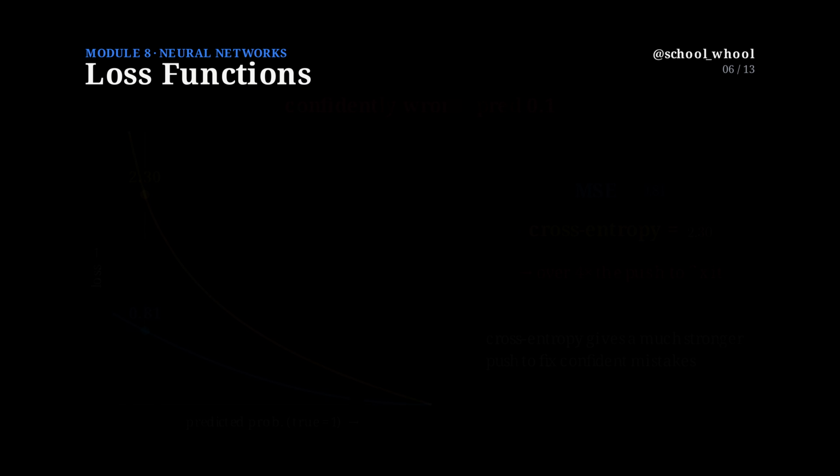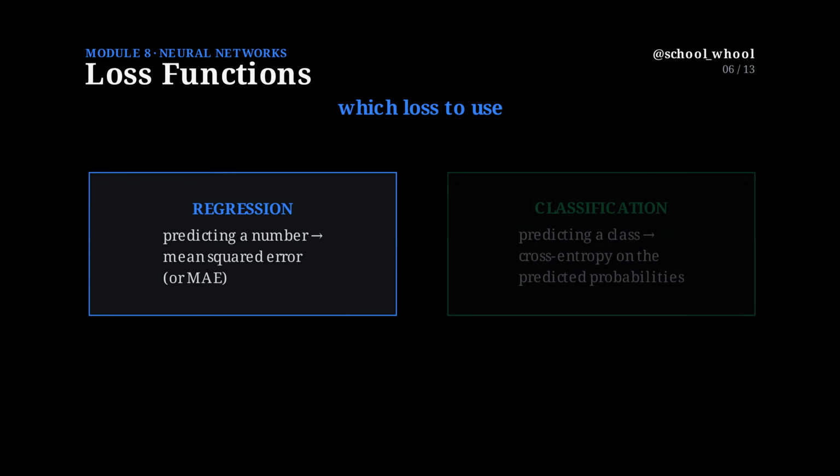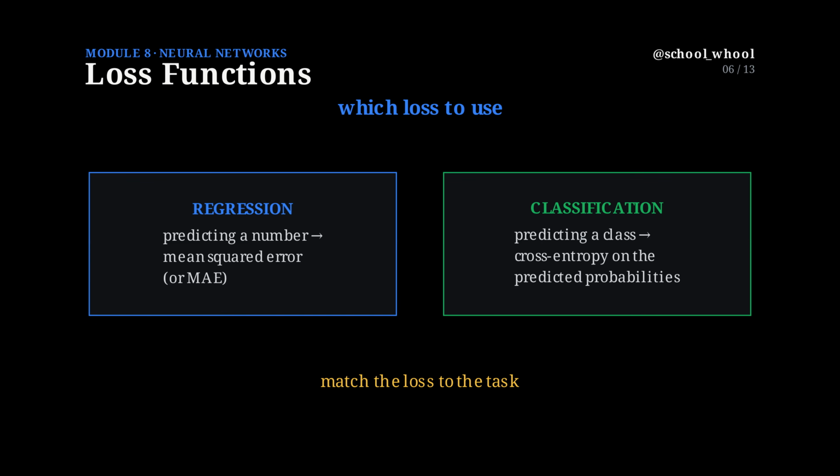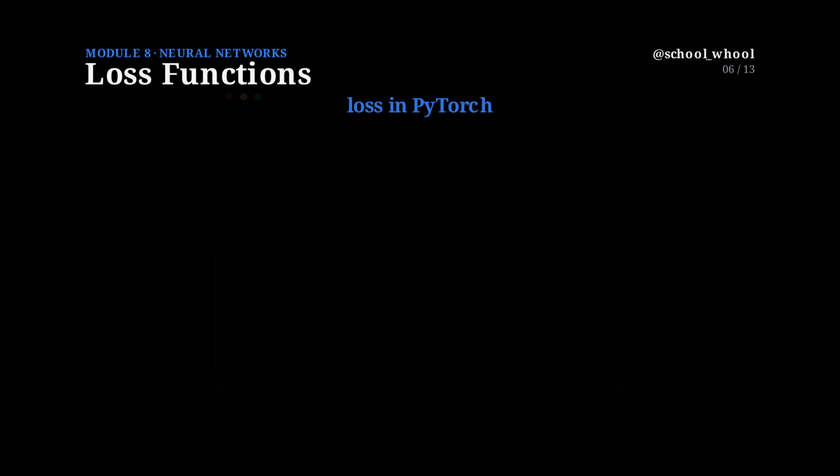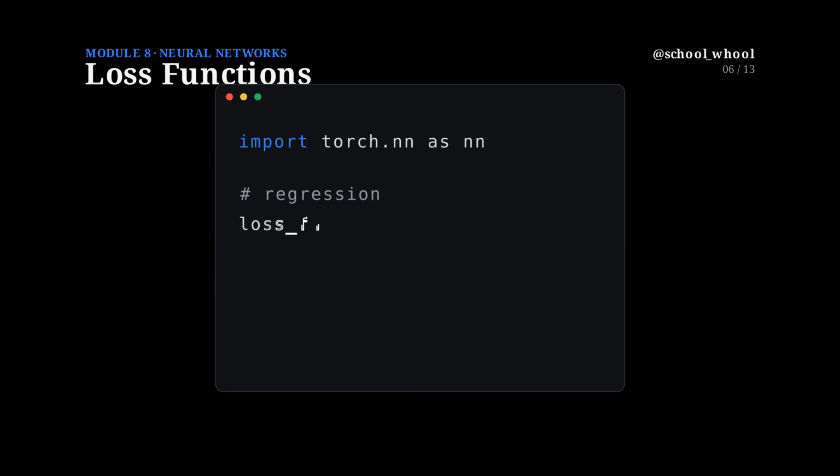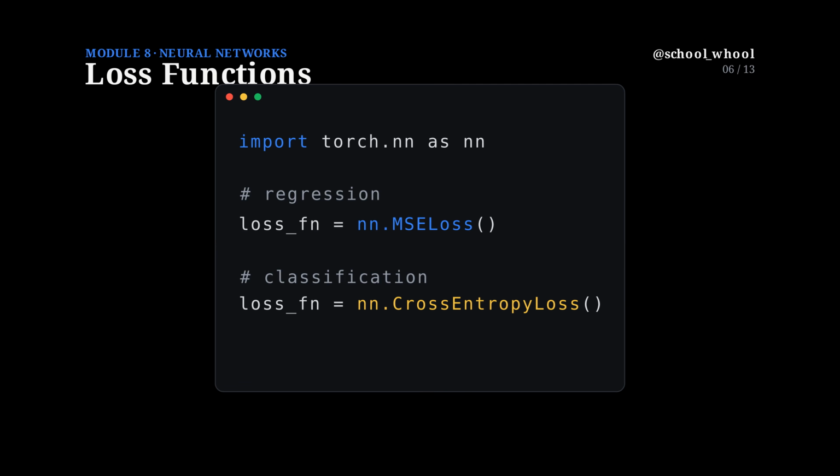If you're predicting a number, a price, a temperature, use mean squared error. If you're predicting a class, use cross-entropy on the predicted probabilities. Match the loss to the task. In PyTorch, each loss is a ready-made object. Mean squared error loss for regression, cross-entropy loss for classification. You call it on the prediction and the target, and it hands back the loss number.